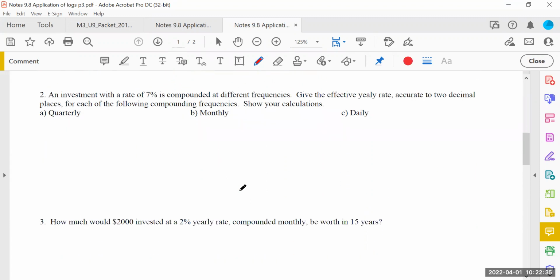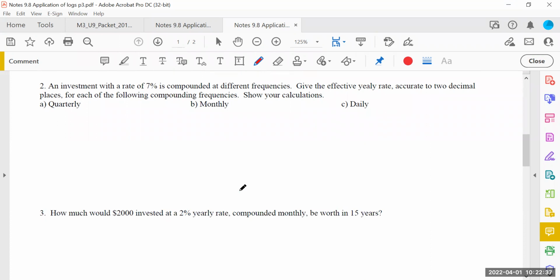This next problem tries to take us through what would happen if you kept compounding more often. So quarterly, okay, the question says, an investment with a rate of 7% is compounded at different frequencies. Give the effective yearly rate, accurate to 2 decimal places for each of the following compounding frequencies. Show your calculations. No, they don't give us an amount that we start with, because that's not what we're looking for. We're looking for the percentage.